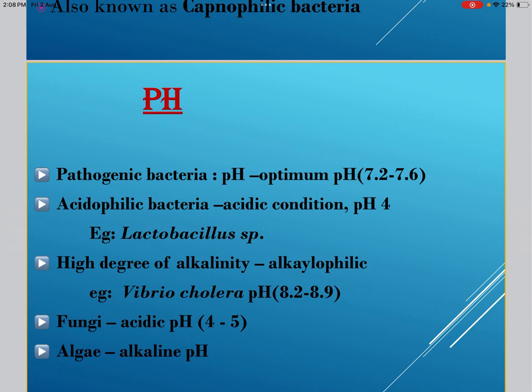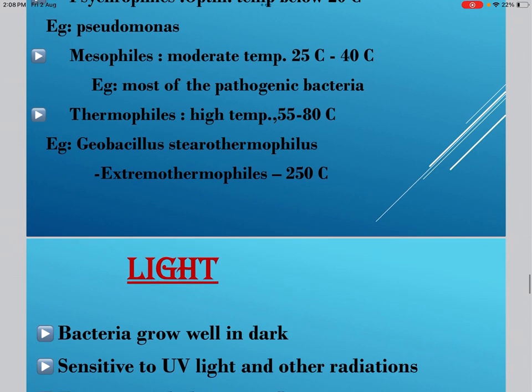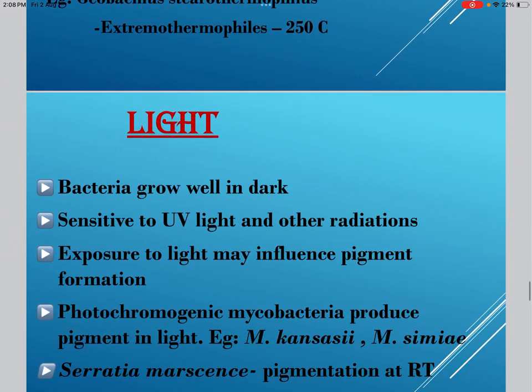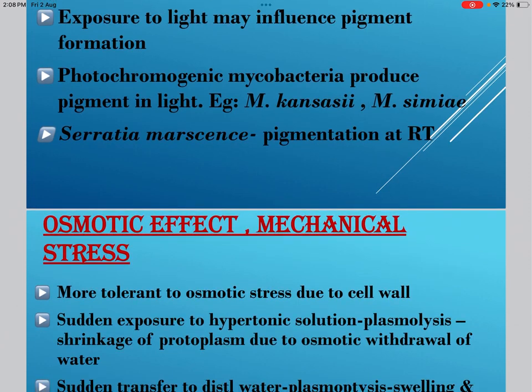There are acidophilic bacteria and also alkali bacteria. And the temperature and light also influence bacterial growth. So in short, bacterial growth is influenced by a variety of factors that include carbon dioxide, oxygen, light, pH, etc. And considering these, we are able to do the bacterial growth curve.